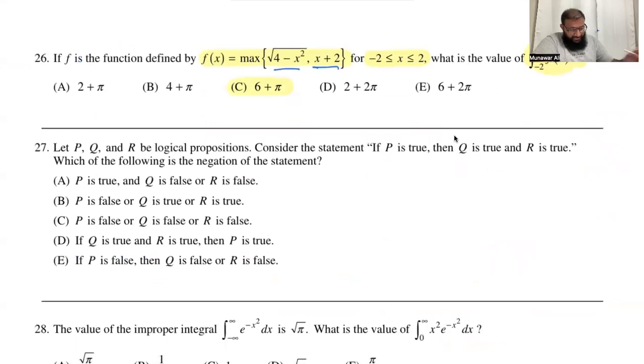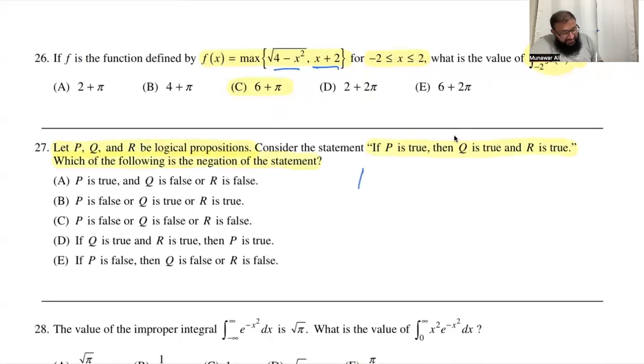Okay, so now we have P, Q, and R be logical propositions, and we have this statement. If P is true, then Q is true and R is true. Which of the following is a negation of the statement? So the thing is that we have to negate the statement, and for negation, we have certain rules. And let me tell you the rule here.